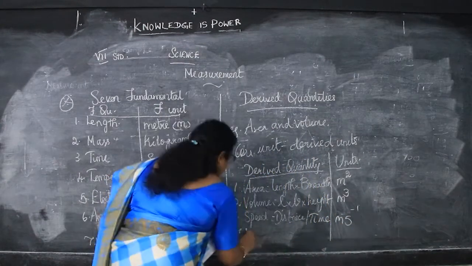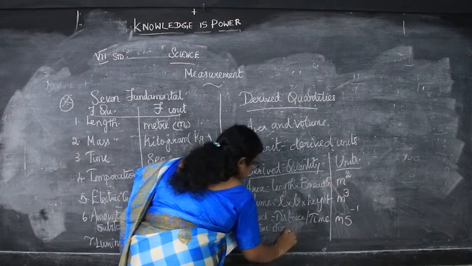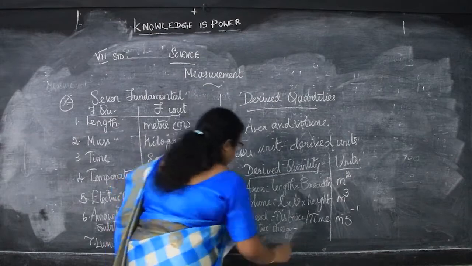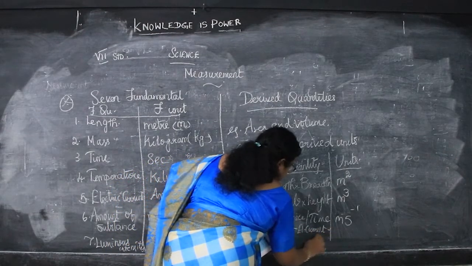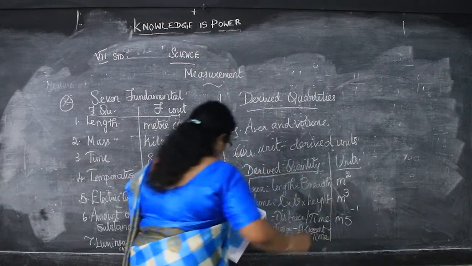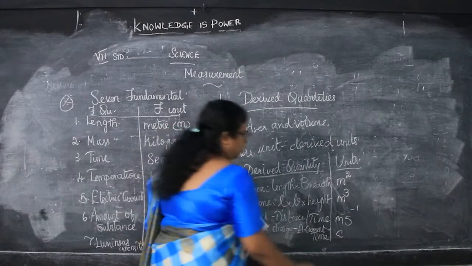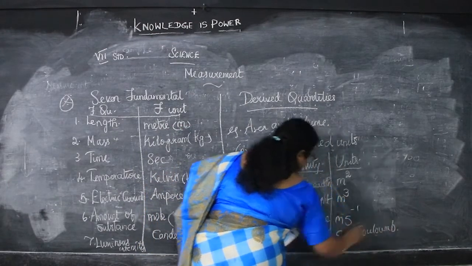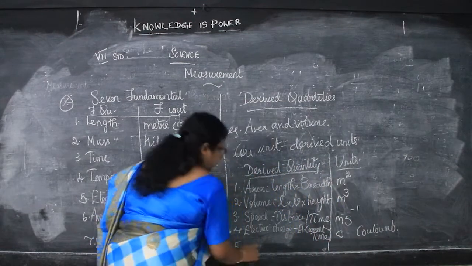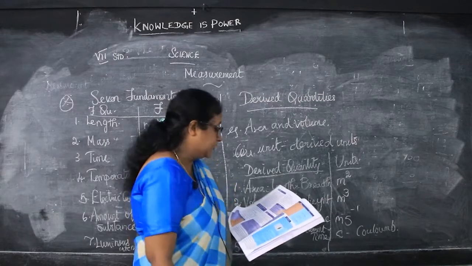Then electric charge, that is electric current into time. So electric current into time, the unit for that is the coulomb. What is called a coulomb? The unit for electric charge is C, called a coulomb.